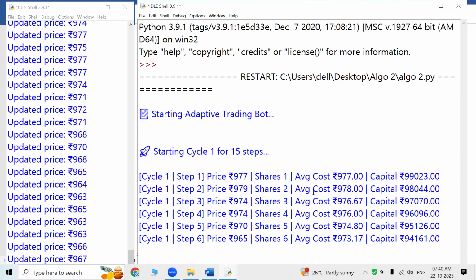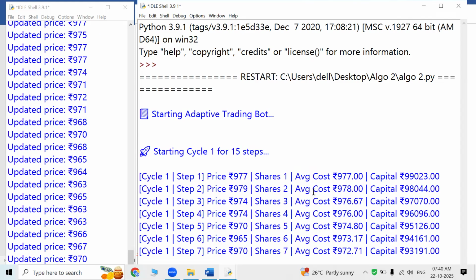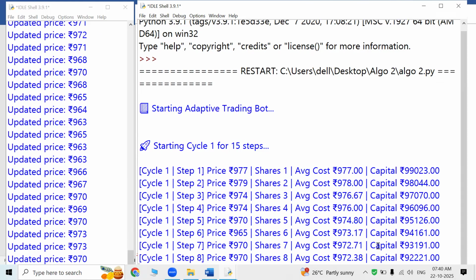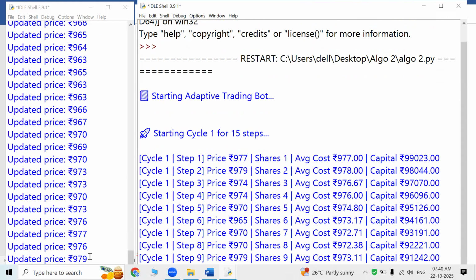Okay, let's check what the averaging is. Averaging is 972 and the current market price is 970. Still we are in a loss. Seven step. Okay, 993, 990, 992. Sorry, 972. Okay, now currently we are in a profit. I hope it stays above that value for a while so that we can check the second step.